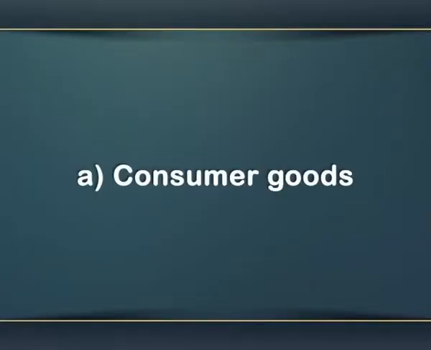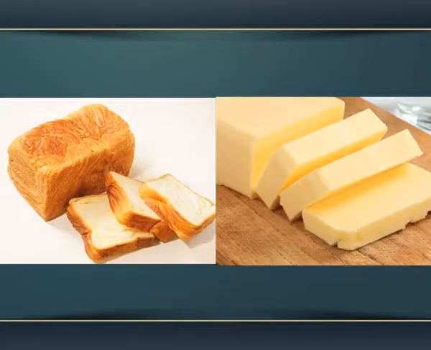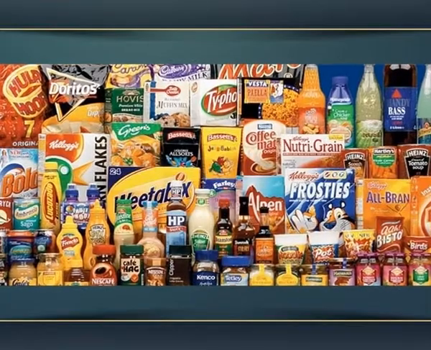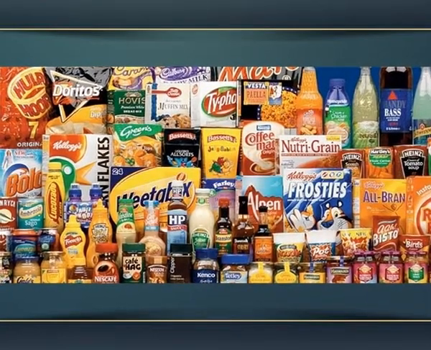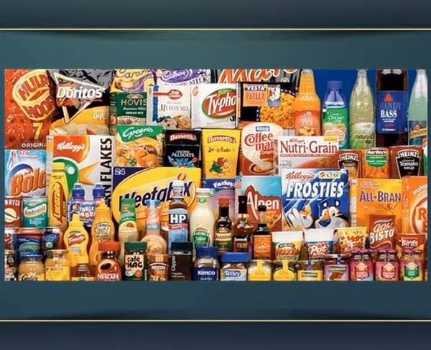Types of product. Products are divided or classified into two categories. A. Consumer goods. Consumer goods are those goods which are consumed directly by the ultimate consumer. Consumer goods include bread, butter and soap and so on. Consumer goods are further classified into different categories.